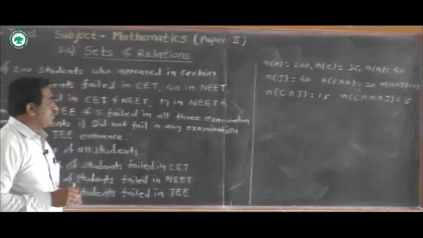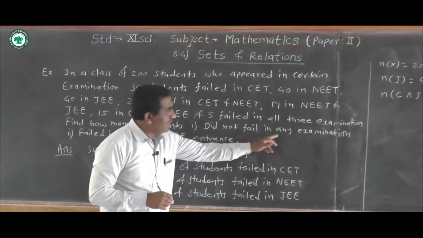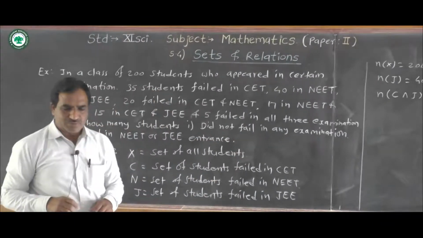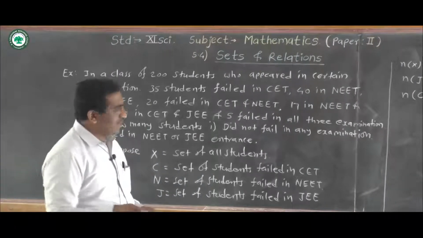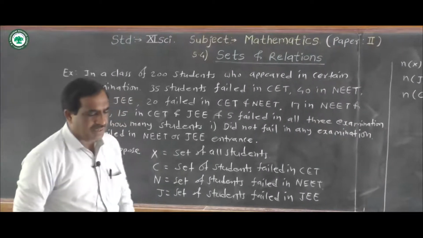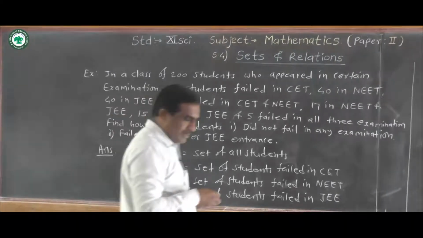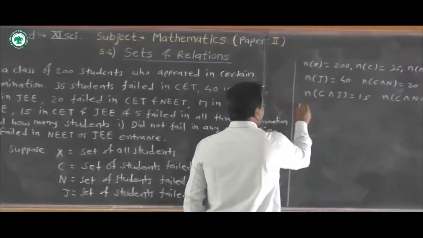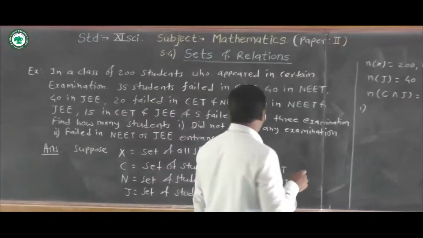These are the given terms, and we have to find first the students who did not fail in any examination. That is, we have to find the value of number of C union N union J. Okay. Number first, we have to find the number of students who did not fail in any examination.